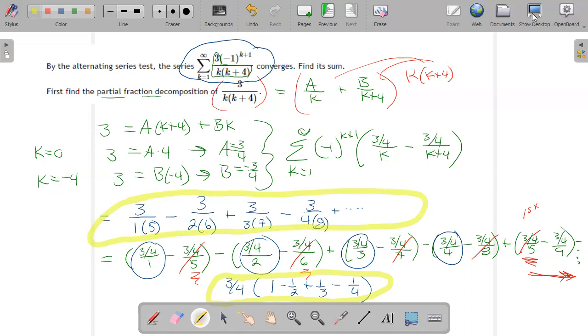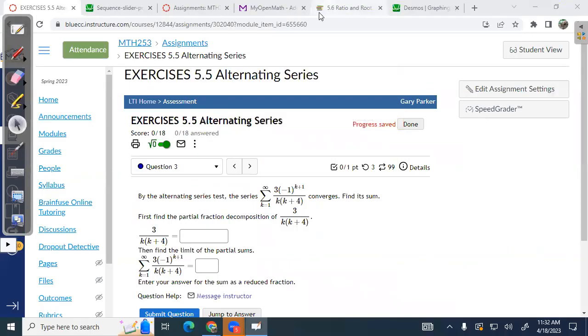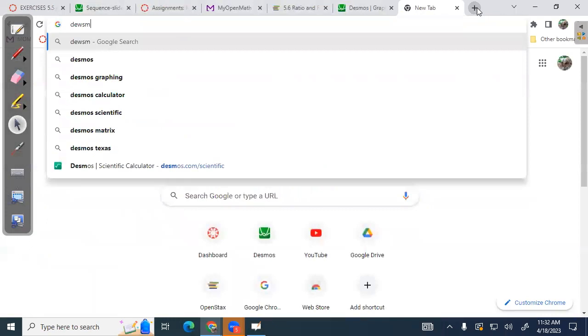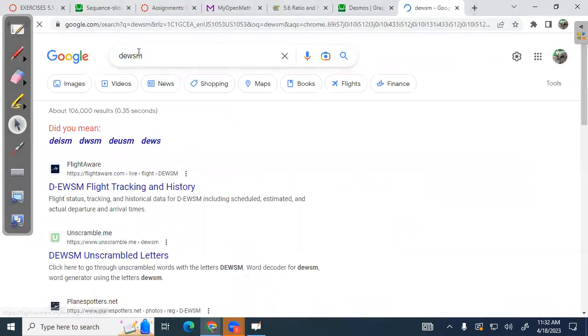Again, my point earlier was that, at this point in our lives, we only have two ways to find the value of convergence if a series converges: geometric or telescoping. Let's get Desmos out. Oops, I can't spell Desmos.